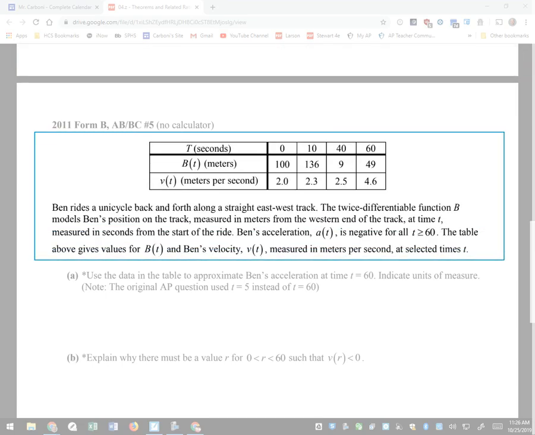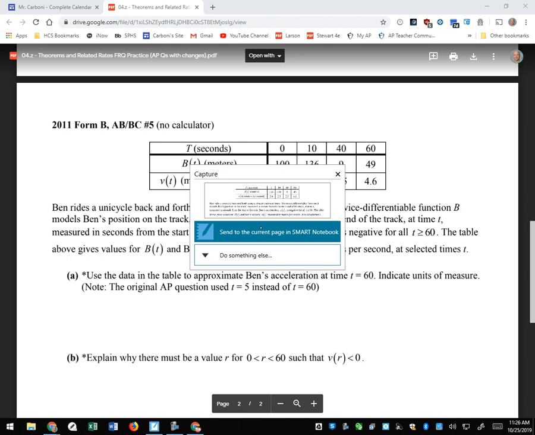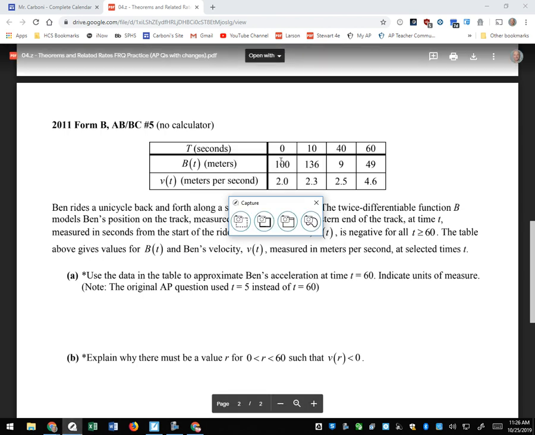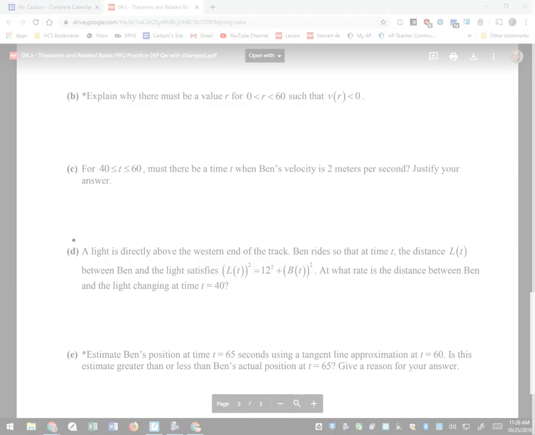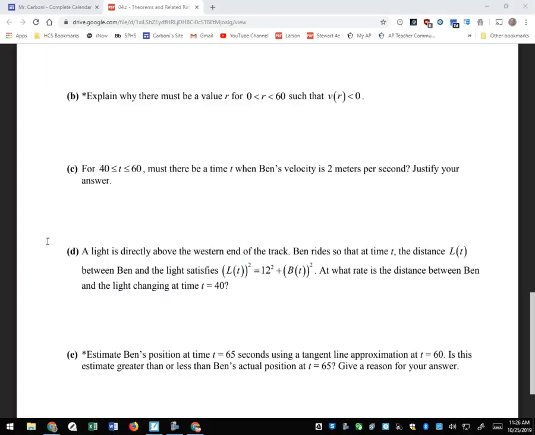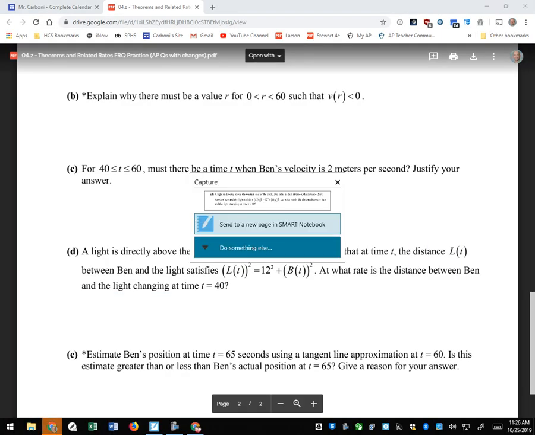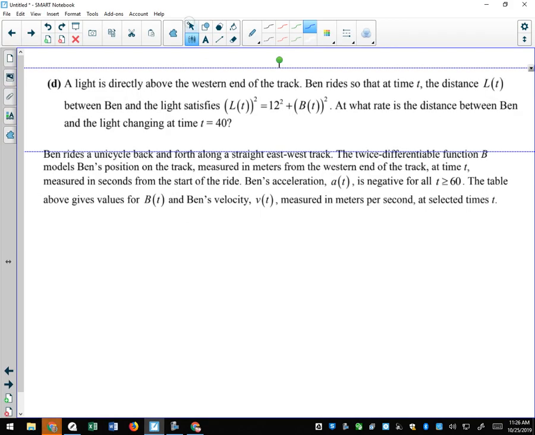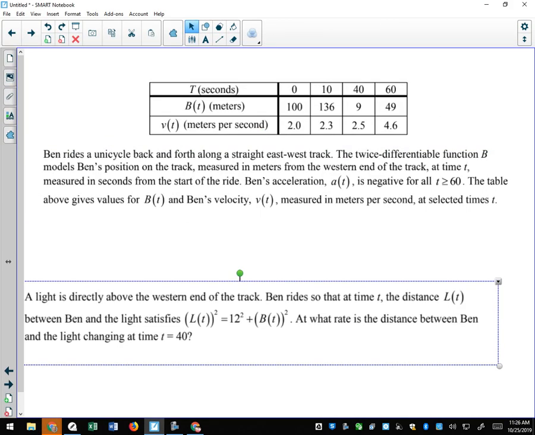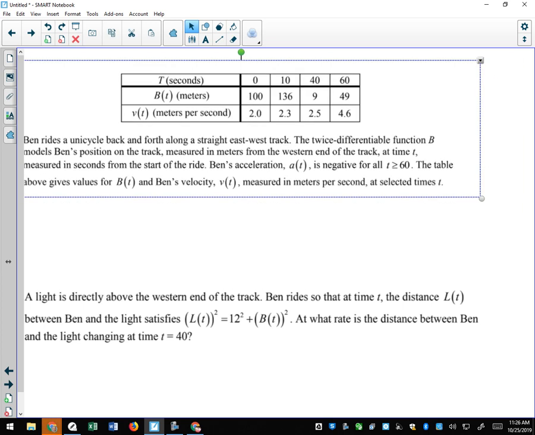Okay, D is a good one. Current page, new page. D is a good one because it brings related rates into what does not look like a related rate setup. Okay, so D, and y'all don't have E. If you want practice with linear approximation, you can do part E.